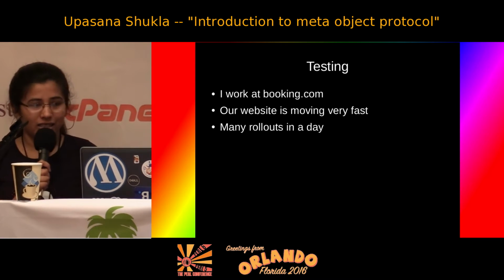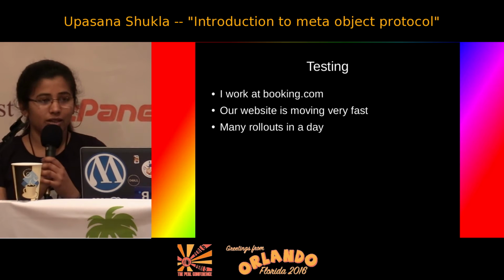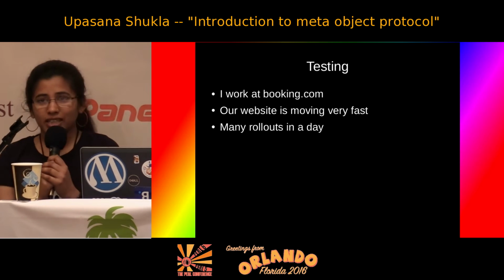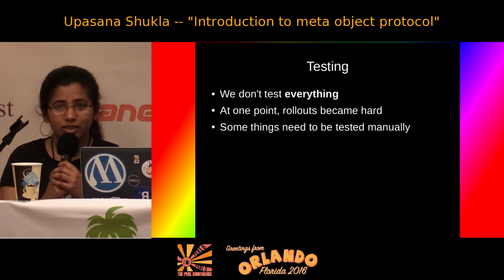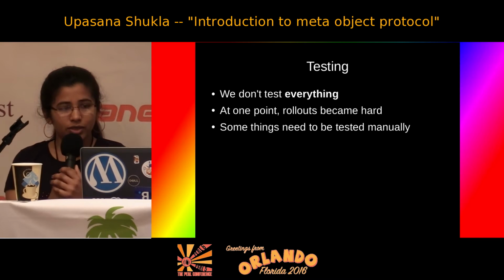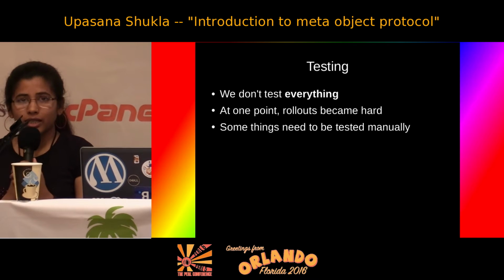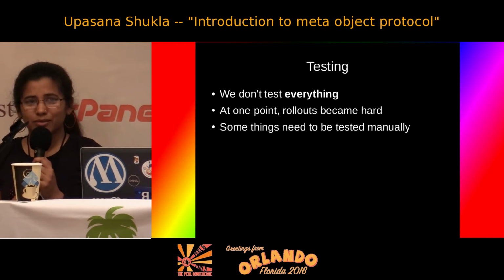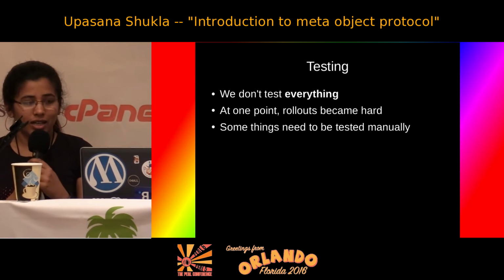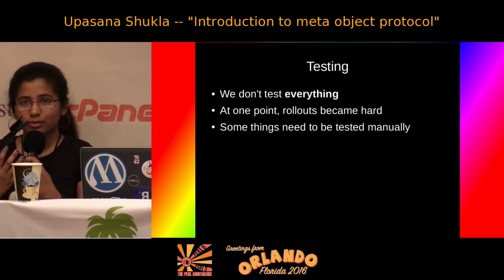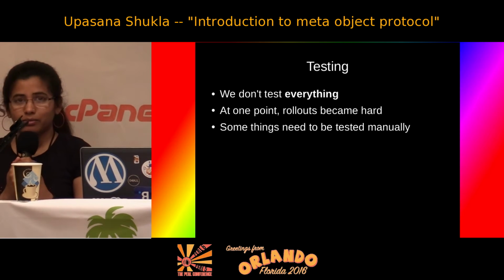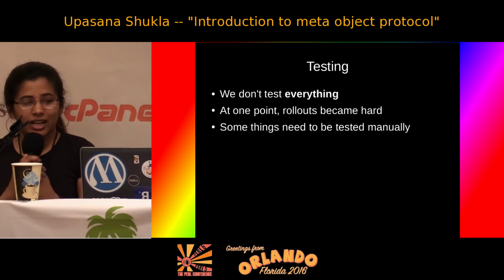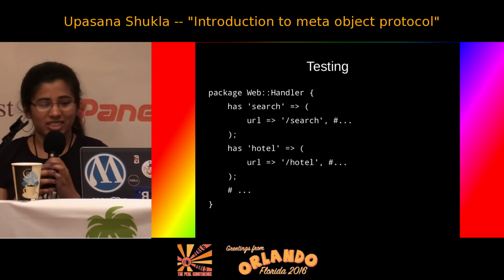In the beginning of my talk, I mentioned that I work at Booking.com. Our website is moving very fast. We have several rollouts a day, but we don't test everything. We do test critical parts of our system, but for non-critical stuff, we just rely on our monitoring. At one point, rollouts became a little bit hard. People were reluctant to do rollouts because they needed to test a lot of things manually. And it's a pain because it's easy to go wrong, it takes a lot of time, and it's boring.